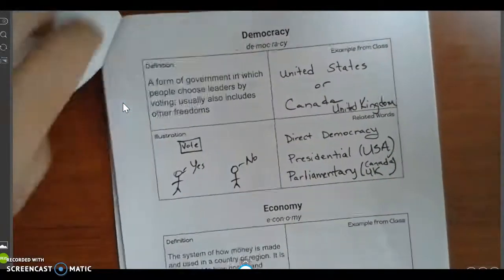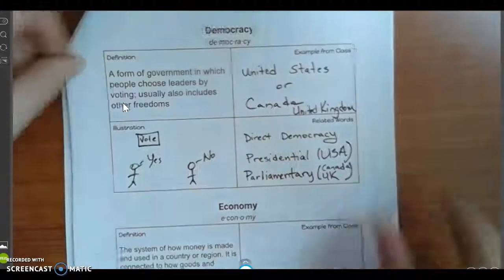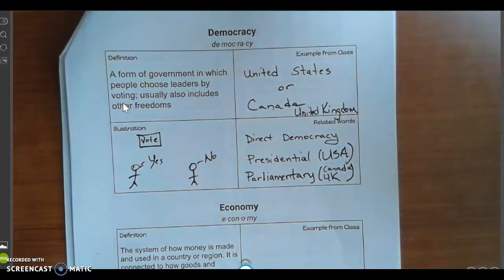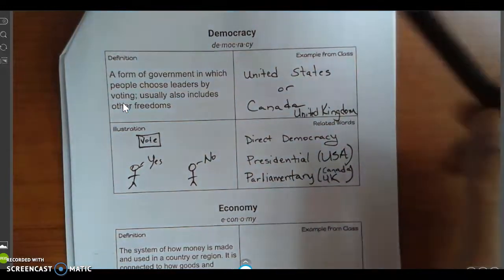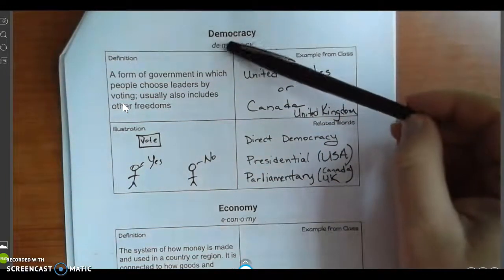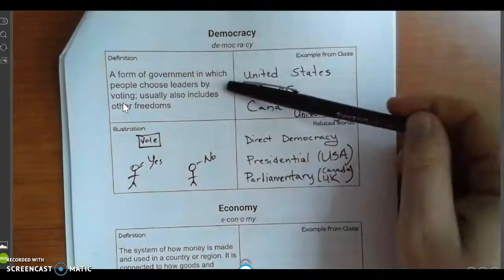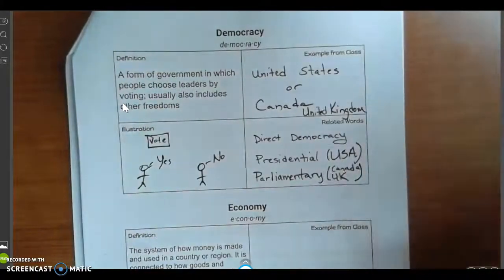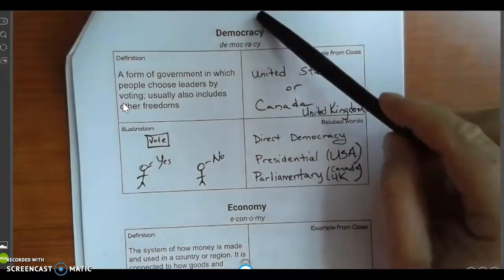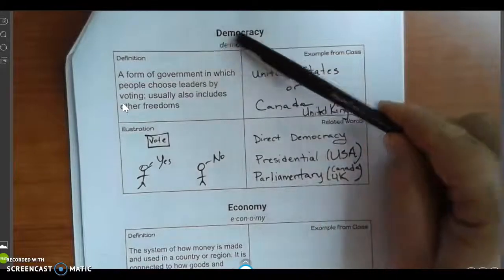Then we're going to go to page 6 and look at your home form of government, a democracy. So again, demo means people. This is a form of government in which the people choose the power or choose the leaders by voting. It usually also includes other freedoms. Democracy means the power or the government comes from the people.